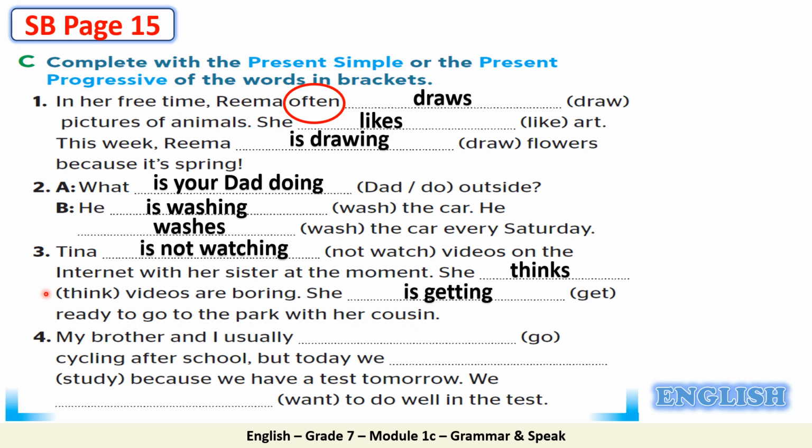Now we move to number 4. My brother and I usually. Present simple. One of the key words that is used with the present simple. Usually. My brother and I usually go cycling after school. But today we are studying because we have a test tomorrow. We want to do well in the test. Well done, students. All your answers are correct.